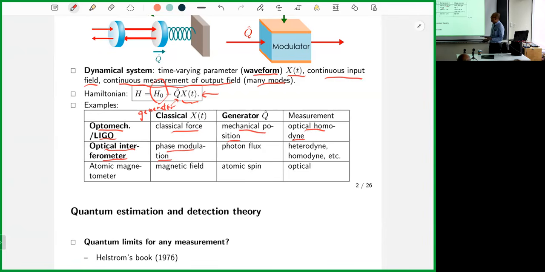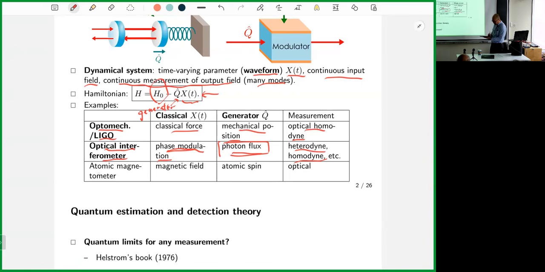Then we can think of the classical waveform as some phase modulation that is time varying. The generator, in that case, is just the photon flux. So in this case, think of a continuous optical beam, and then there's some continuous phase modulation that is applied to your optical beam. Then the generator is the photon flux. Many different types of measurements you can do.